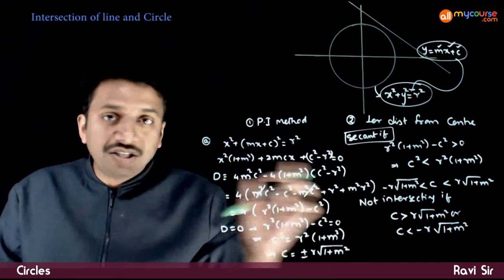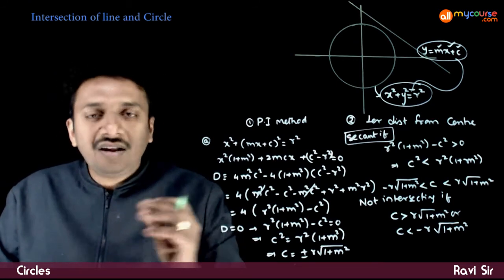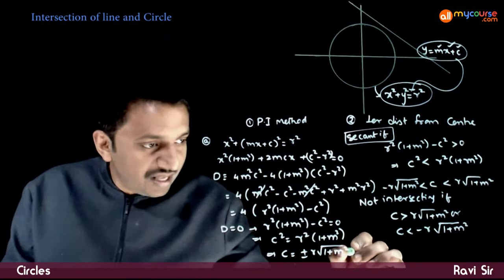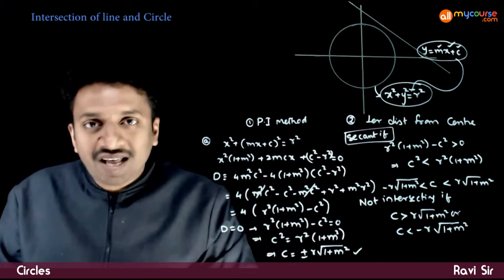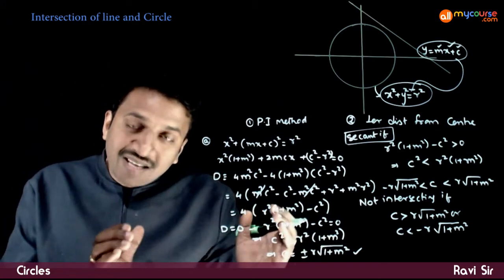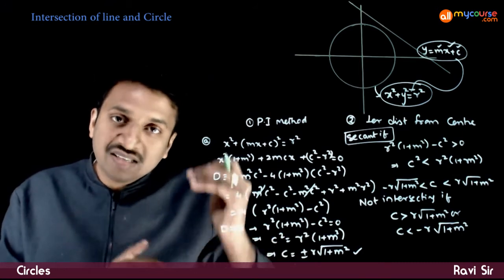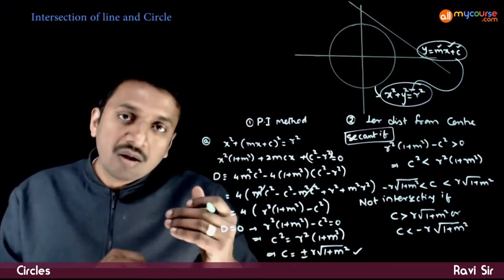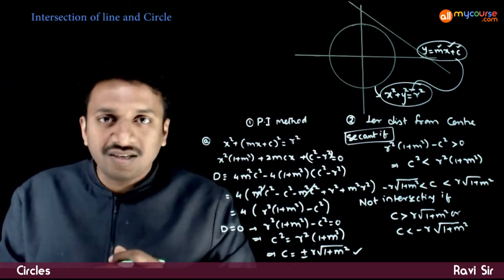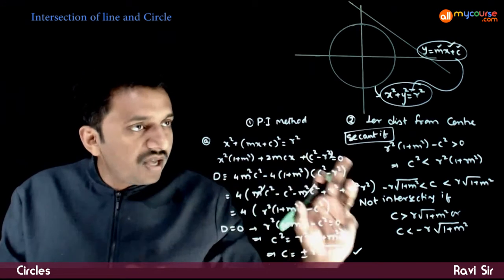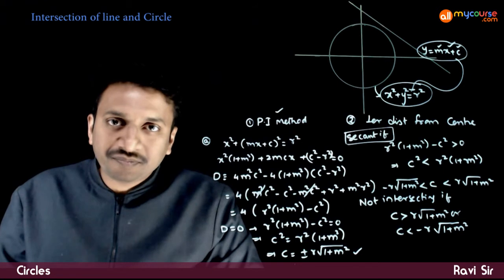So these are the conditions for the lines to be tangent, secant, and not intersecting. So c is equal to plus or minus r root 1 plus m square, then the line will be a tangent. If c lies in between plus or minus r root 1 plus m square, the line is a secant. If c is above r root 1 plus m square or below minus r root 1 plus m square, the line is not intersecting the circle. So this is one way in which you can analyze, and this is called the point of intersection method.